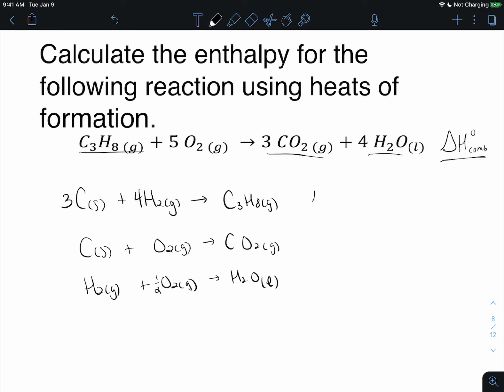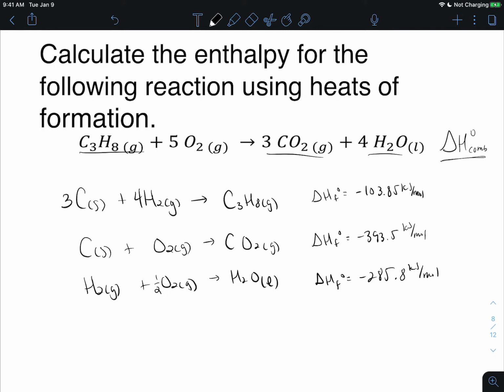And then these are all going to be in a table. And from the table, we can get these formation values. For propane, negative 103.85 kilojoules per mole. For our carbon dioxide, negative 393.5 kilojoules per mole. And then for our liquid water, negative 285.8 kilojoules per mole.